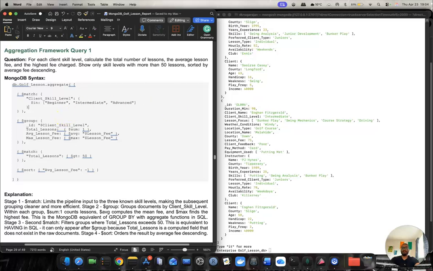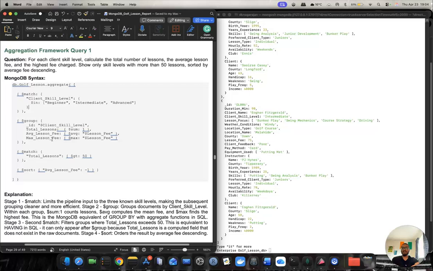Moving on, we have a second stage, the group stage. This is the core of the pipeline. The _id field in the group stage is the field you are grouping by. In SQL terms, it is the column after GROUP BY. Setting it to client skill level means MongoDB creates an output document for each of the distinct skill level values.